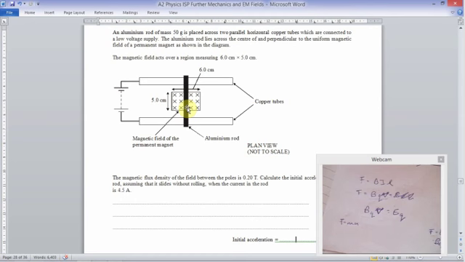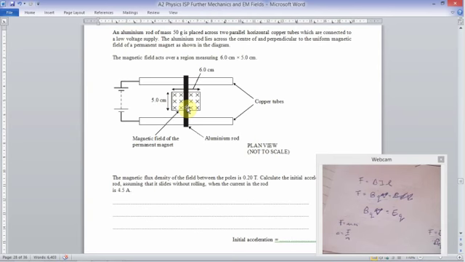And then we want acceleration. Acceleration is force over mass. So you take that force of 4.5 times 10 to the minus 2 and divide it by the mass of this rod. The mass of the rod is 50 times 10 to the minus 3, because that's in grams. So you should end up with about 0.09 meters per second.